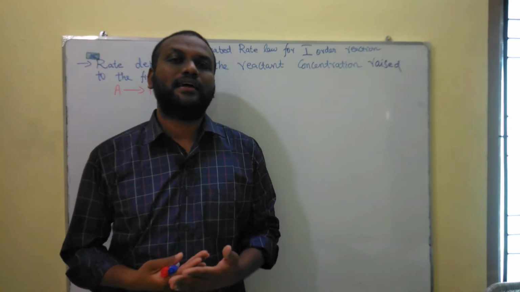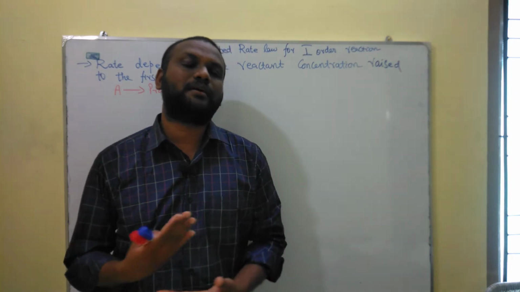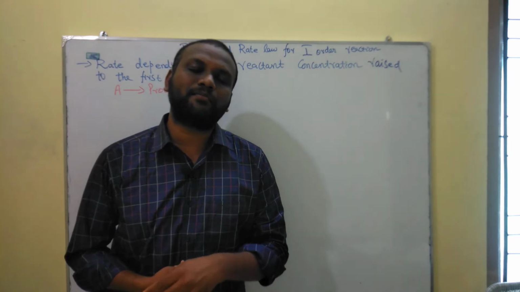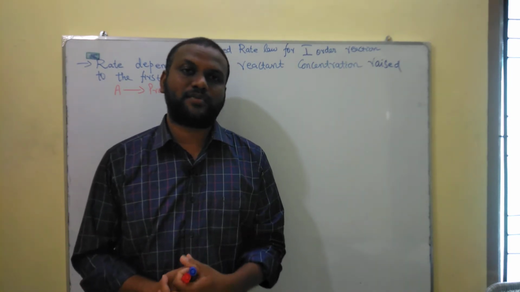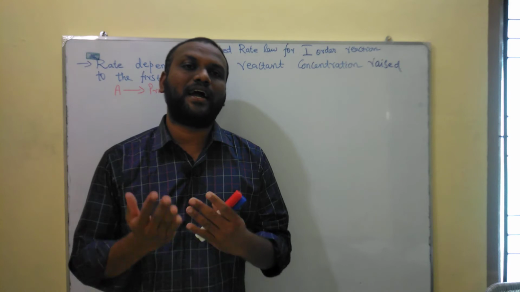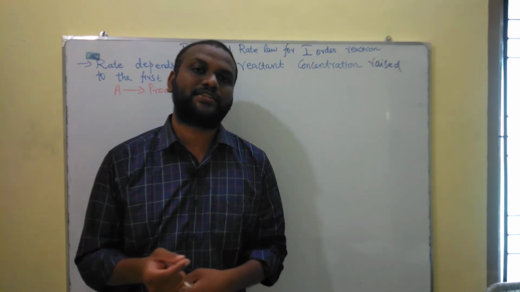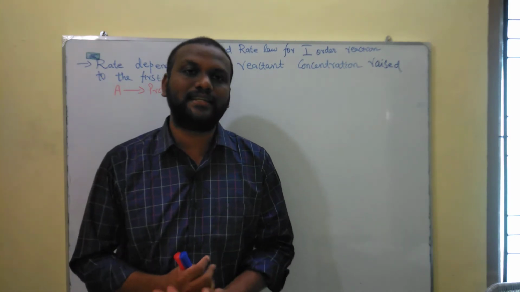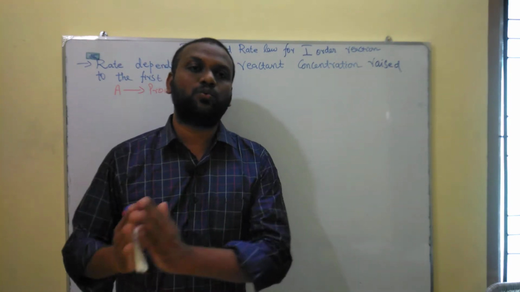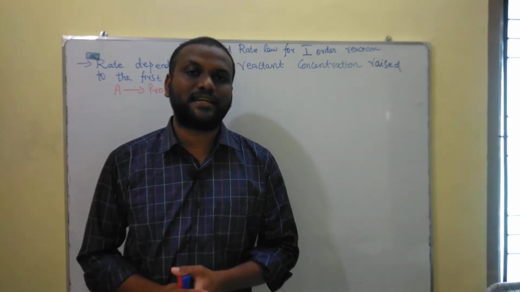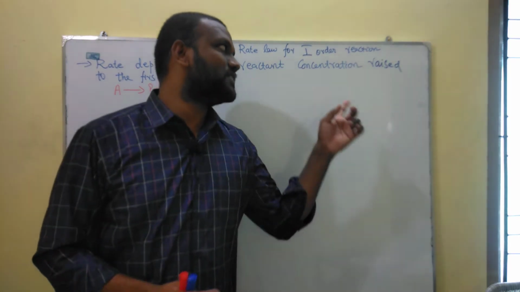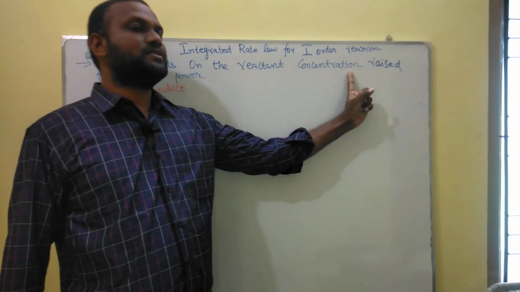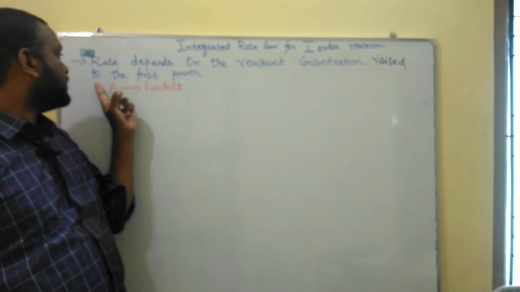Order is nothing but the sum of the powers of the concentration terms raised in the experimentally derived rate law expression. Based on that, we have the definition for a first order reaction. If the sum of the powers of the concentration terms raised in the rate law expression is equal to 1, then it is called a first order reaction. So here the first order is nothing but the definition: rate depends on the reactant concentration raised to the first power.